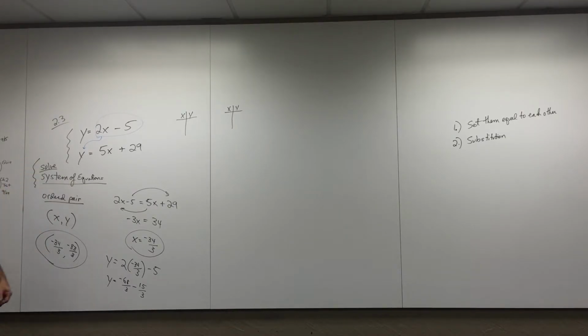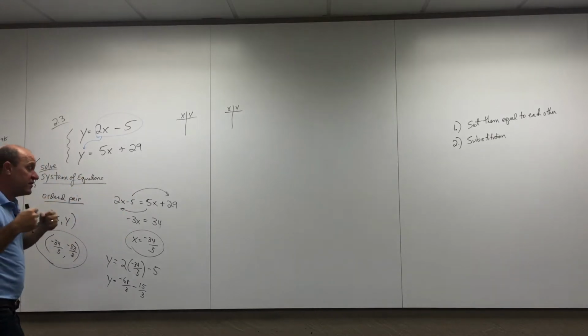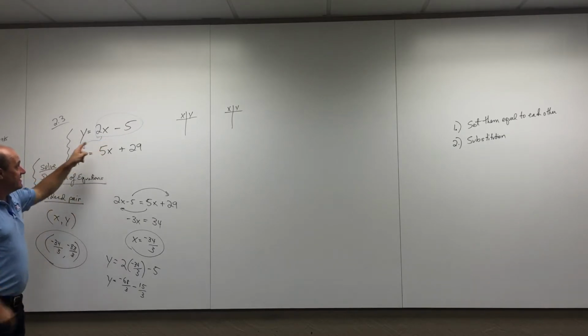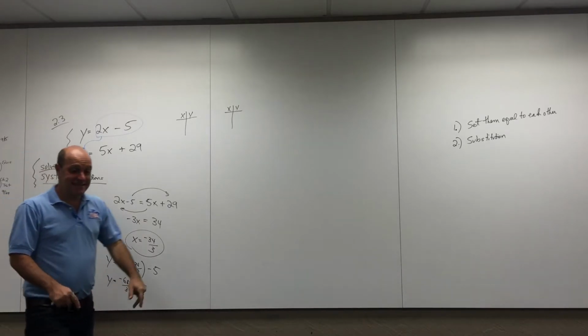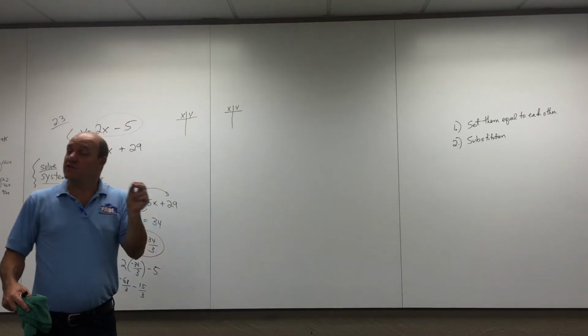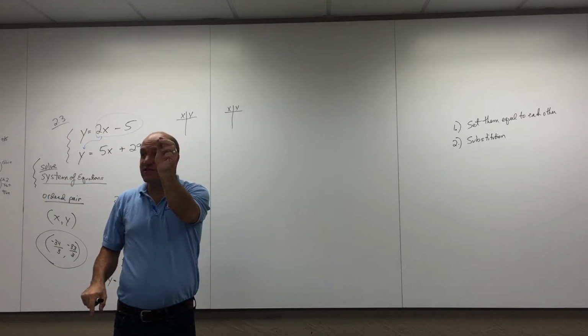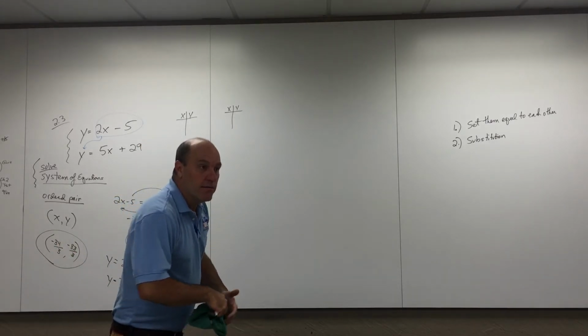The other way to look at this, so this is the best way to do these problems, but you need to know this also, is that behind the scenes, this is a line with a graph, and this is a line with a graph, and what we're really finding here is the point of intersection. These two lines cross each other at a certain point, and that's the point of intersection.